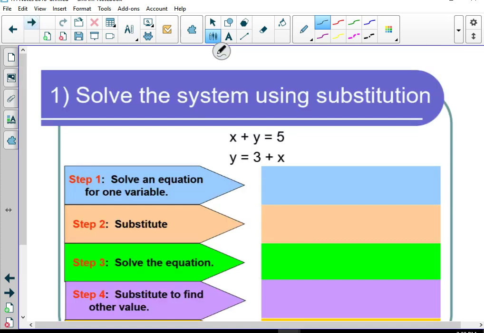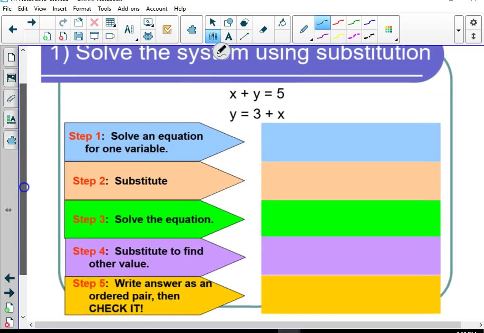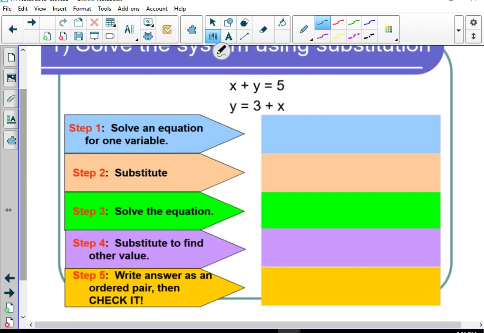So, let's see it in live action. Your first step is to solve for a variable by itself. Well, our first step's already done. We have y equal to this by itself already. We don't have to do anything.